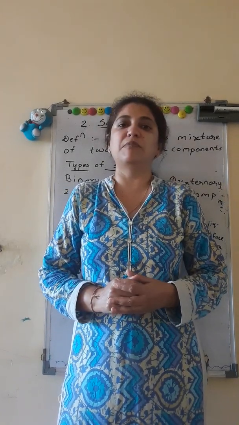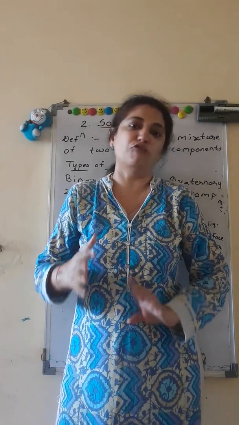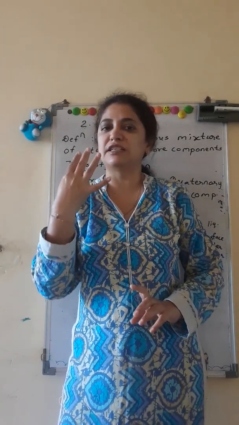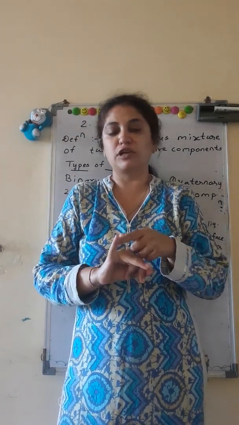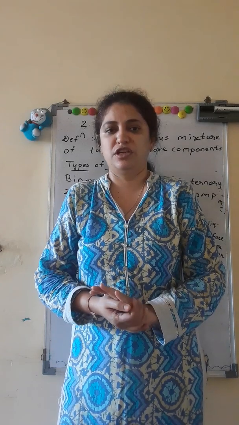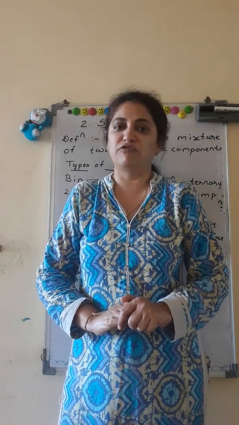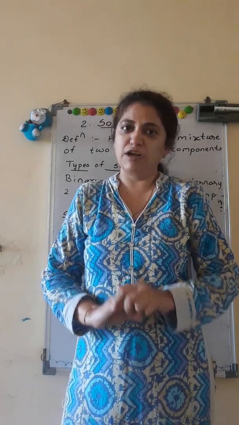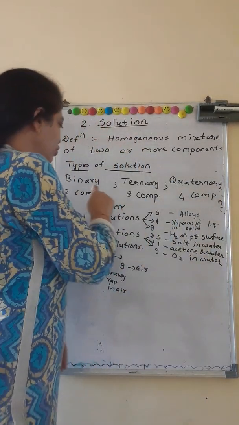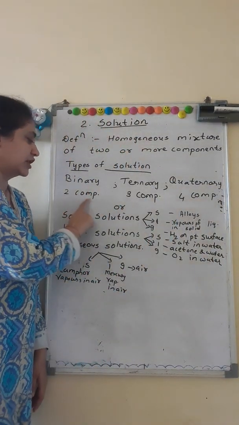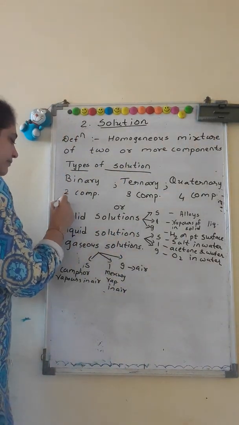When we are preparing lemon sherbet, we add salt, sugar, and lemon juice in water. So if it contains these four components, water is the solvent, and lemon juice, salt and sugar become solutes. When they are thoroughly mixed, they will prepare a solution which will be called a quaternary solution. But for this particular chapter, we have to restrict ourselves to the binary type of solution which contains two components, solute and a solvent.